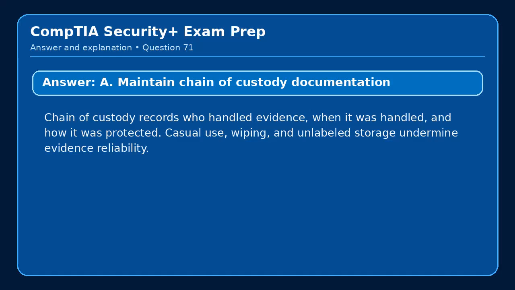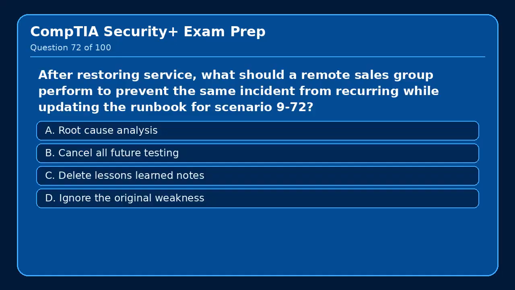Question 74. Which backup strategy improves a software company's ransomware resilience during a quarterly review for scenario 9-74? A. Never test restores. B. Maintain offline or immutable backups tested through restoration. C. Keep the only backup mounted to every workstation. D. Store backups on the infected server only. Take a moment to choose your answer.